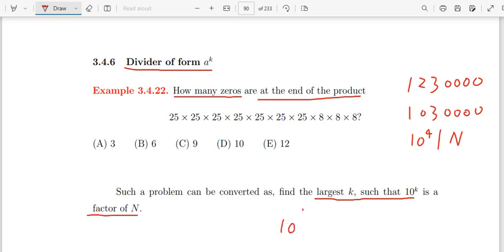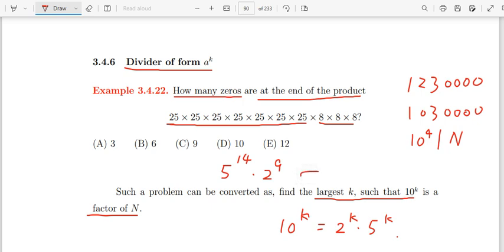10 equals 2 times 5, so 10^k equals 2^k times 5^k. So we just check the exponents of 2 and 5. Okay, so for this one, 25 is 5 squared, so this equals 5 to the 14th power, right? And 8 is 2 cubed, so 2^3 to the 3rd is the 2^9 power. So from here we can find this number has the factor 10^9, right? So how many zeros? We have 9 zeros.